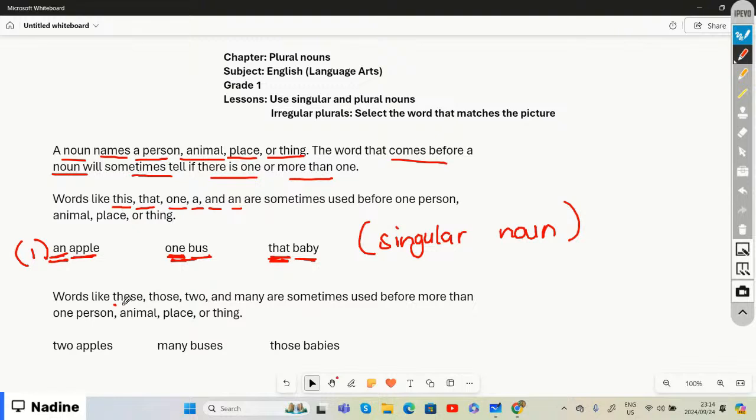Then words like these, those, two, and many are sometimes used before more than one person, more than one animal, more than one place, or more than one thing. It's two or more.